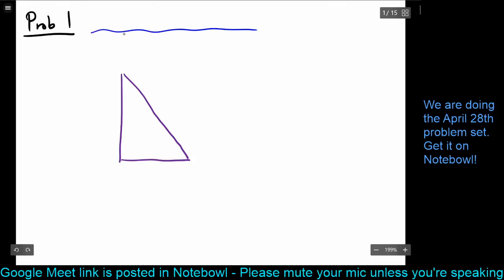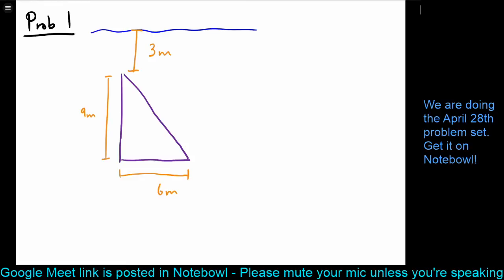The dimensions here: this part, from here to here, is going to be 3 meters. This triangle is 9 meters tall and 6 meters wide. Okay.